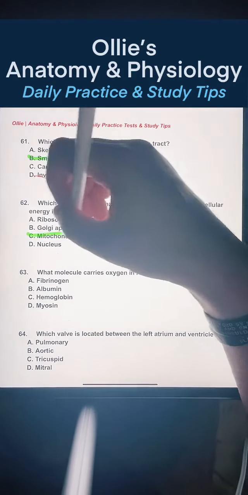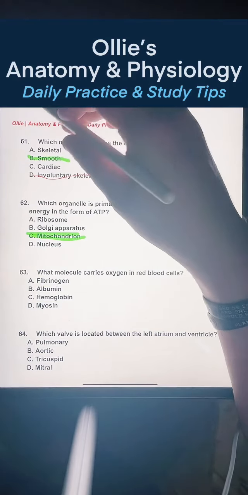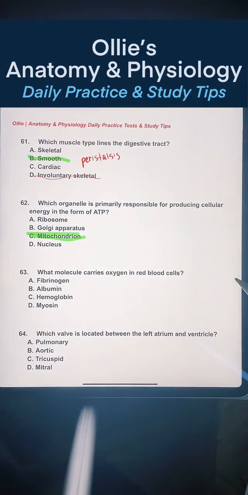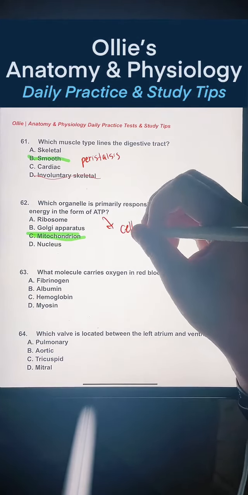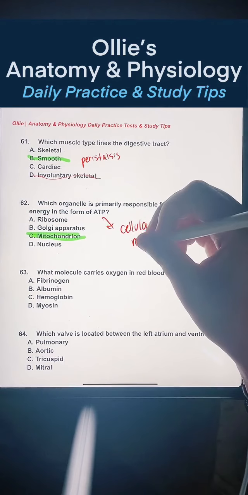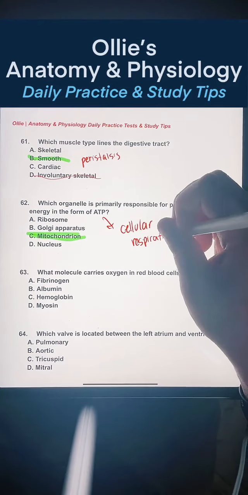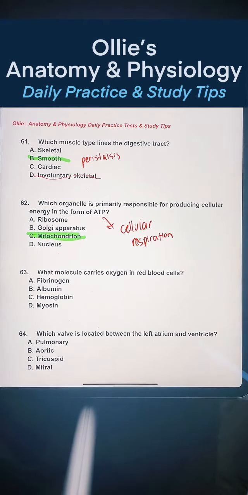But 62, the answer is C. It is the mitochondria. The mitochondria is the organelle that is responsible for producing energy in the cells in the form of ATP. People call the mitochondria the powerhouse of the cell. It's not just the powerhouse of the cell. It does a lot more. But it produces it through cellular respiration. You may go over this in biology and then also biochemistry. This isn't mostly an anatomy thing, but you want to know that it does do that.